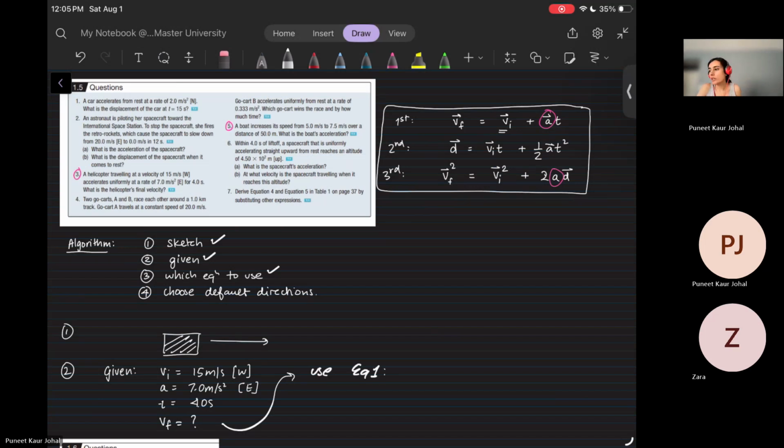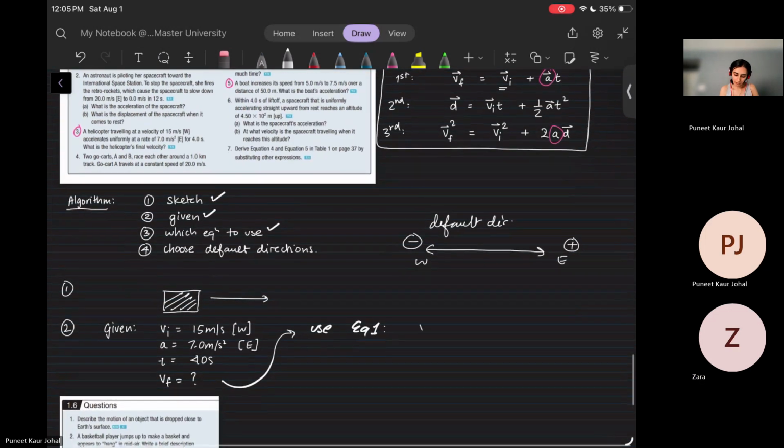Now let's choose the directions. This is important in this case because one of them, the velocity, is west and the acceleration is east. So let's choose the default direction. Basically it's an east-west question. Which one do you want to be your positive direction? East. Okay, totally fine. And then west could be negative. Perfect. So here we have V final equals V initial plus a t.